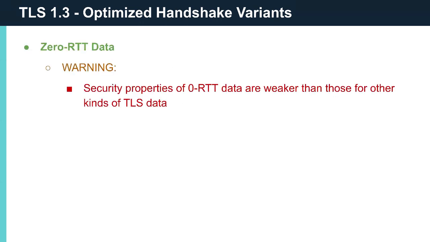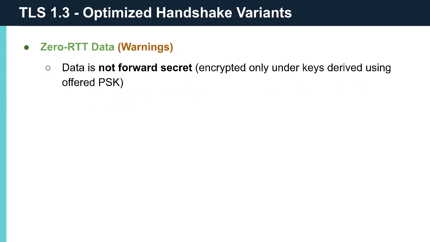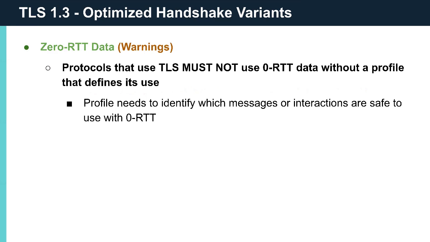The RFC does call out that the zero RTT variant handshakes are less secure. The security properties of the zero RTT data are weaker than those of other kinds of TLS data. And this is because that data is not forward secret. It's only encrypted under the keys that were derived from that pre-shared key. So if you send that data multiple times, it's going to be using the same key each time. The RFC also says that protocols that use TLS must not use zero RTT data without some kind of profile that defines its use.